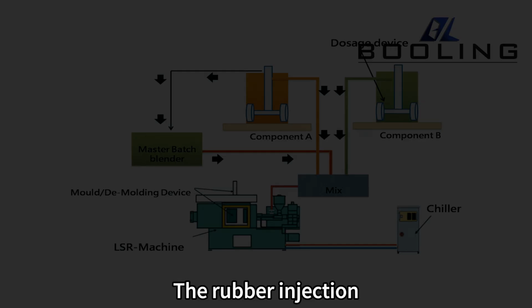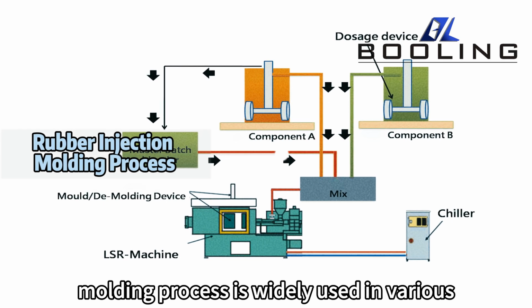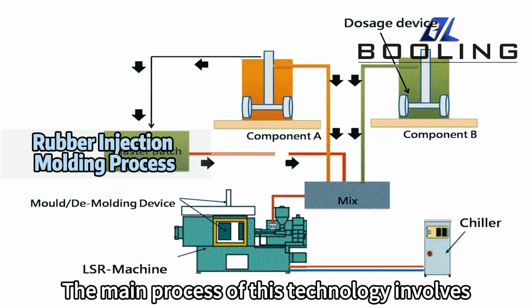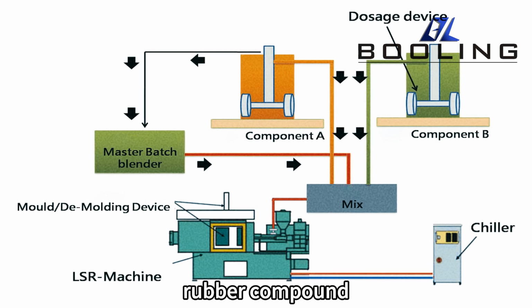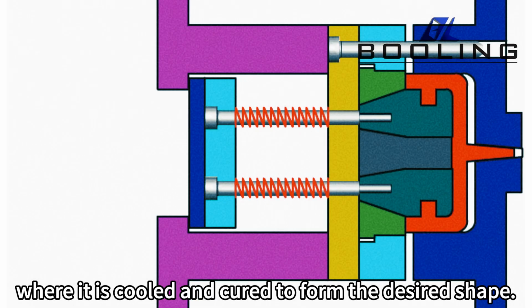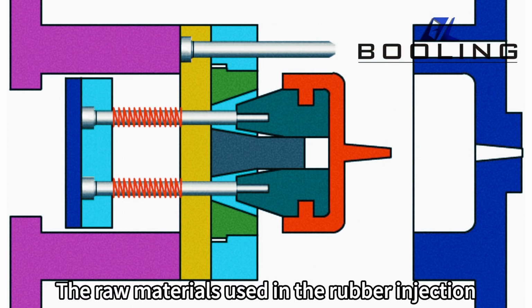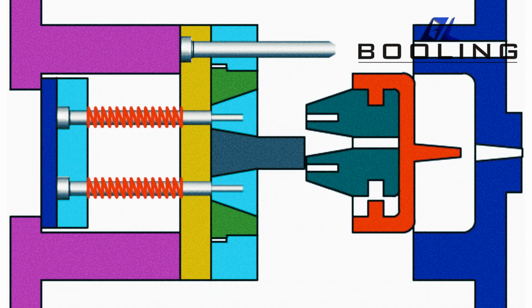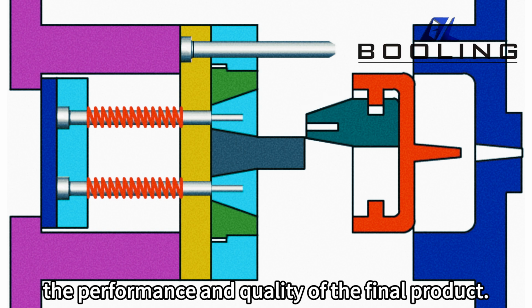The rubber injection molding process is widely used in various fields of products. The main process of this technology involves injecting the molten rubber compound into the mold cavity, where it is cooled and cured to form the desired shape. The raw materials used in the rubber injection molding process largely determine the performance and quality of the final product.